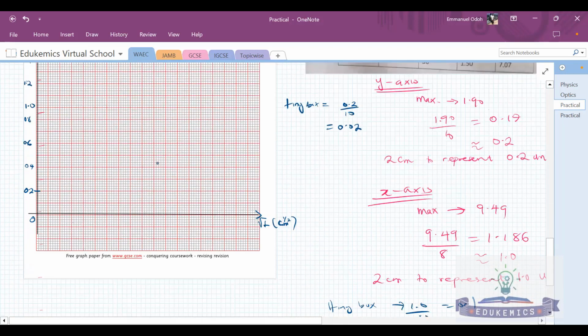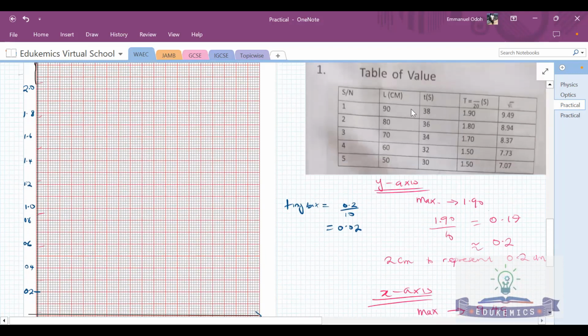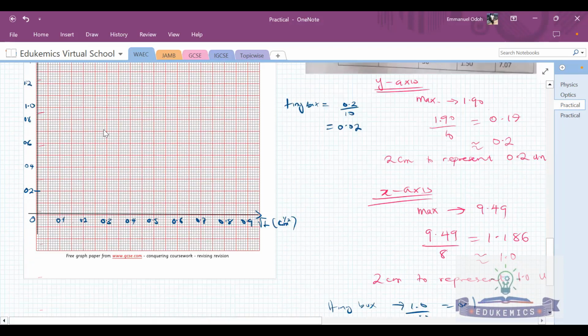Here we have 0.1, 0.2, 0.3, 0.4, 0.5, 0.6, 0.7, 0.8, and 0.9. So when T is 1.9, this root L will be 9.49. Sorry, mistake here. So let's correct that.